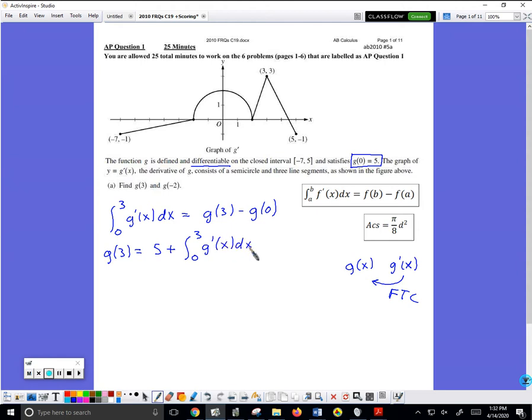Because g prime is shown, I can start at x equals 0, and I integrate to x equals 3. For this entire span, every value of g prime is positive. So if I find this area, it all counts positive. This area also counts positive. So I'm going to find the value of the integral by calculating area.